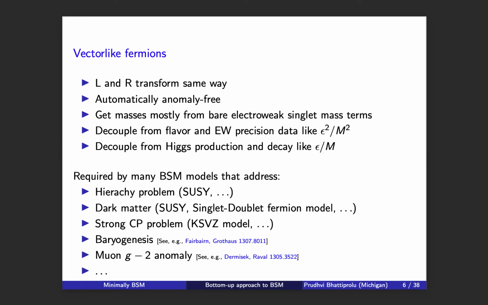And let me ask one question. When you impose the mass on vector-like fermions, do you impose a quantum mass, or do you just take it as a free parameter? Yeah, it's just a free parameter. So it's just a Dirac mass term.